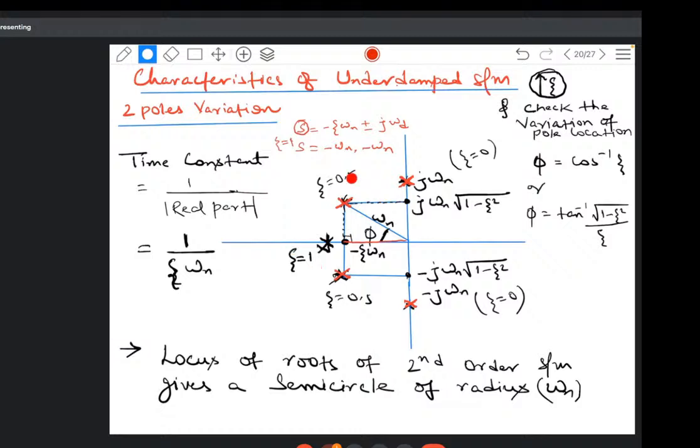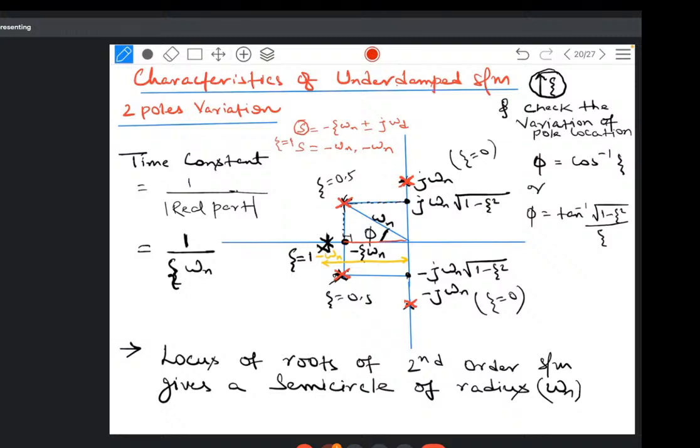And this is for zeta equal to 0.5. This is for zeta equal to 0. So from j omega n, it is coming to here, that is minus zeta omega n plus minus j omega d. From here it is coming to minus omega n. So this part is actually minus omega n. This part is minus omega n, here to here.